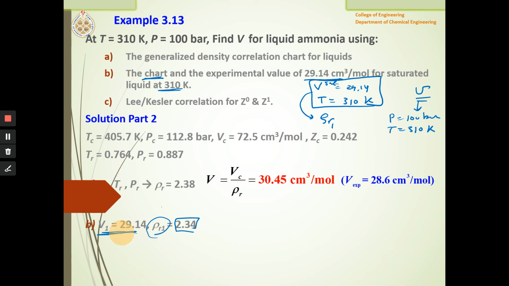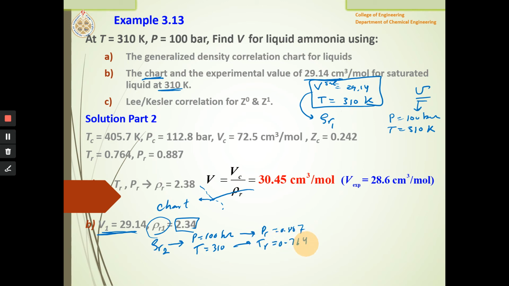How is this? By going to the dashed line, the intersection of TR with the dashed line gives me the value. This is what I did just right now. So in this case, I have rho R1, and I also have rho R2 that I got from part B. Why did I get it from part B? Because rho R2 is at a pressure equal to 100 bar and temperature equal to 310. In other words, at PR equal to 0.887 and TR equal to 0.764. I already found it in part B.